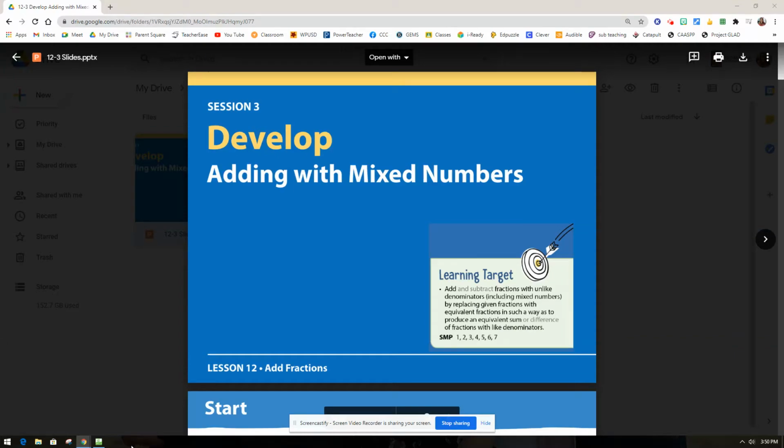Hi, today we're going to be doing lesson 12, session 3, adding with mixed numbers. Today we'll use the strategies we've learned to add fractions to now add mixed numbers. We're going to be working in our Ready Classroom Math Workbook. We'll be on pages 237 through 242 today. So go ahead and take out your Ready Classroom Math Workbook and turn to page 237.